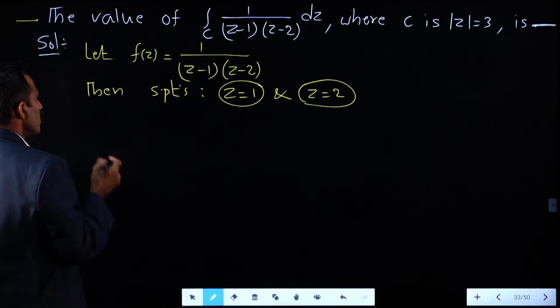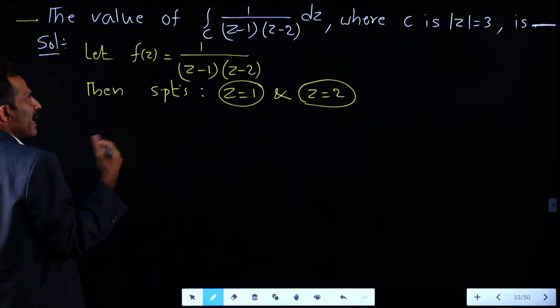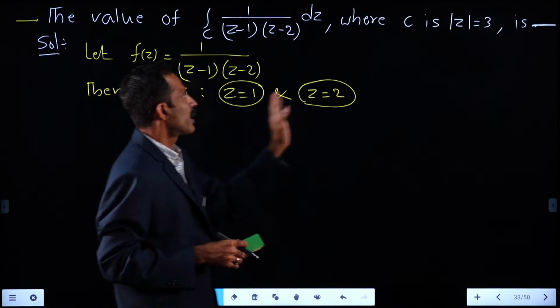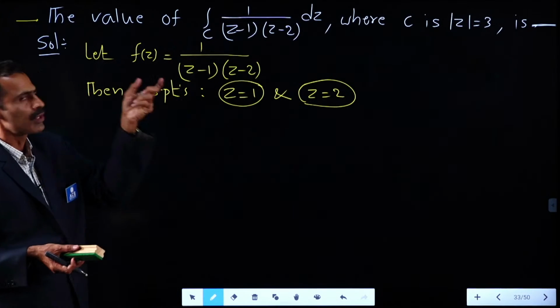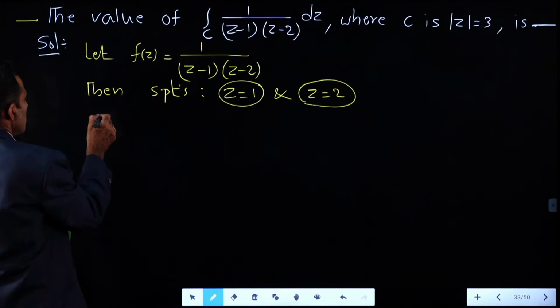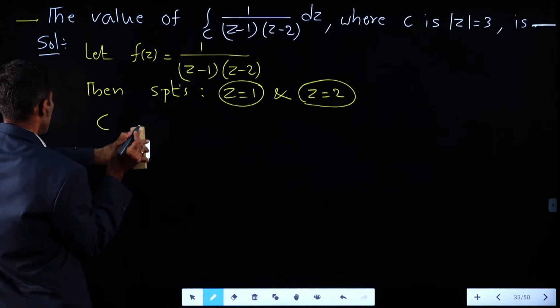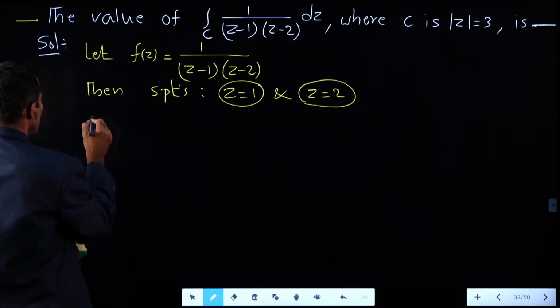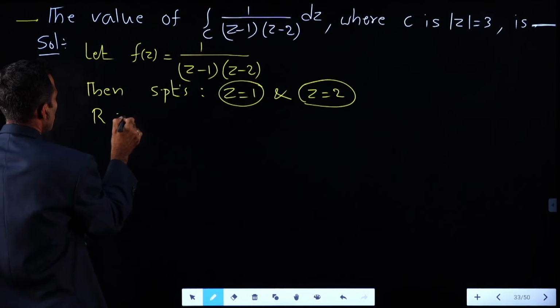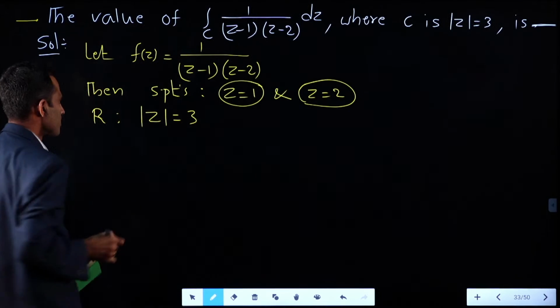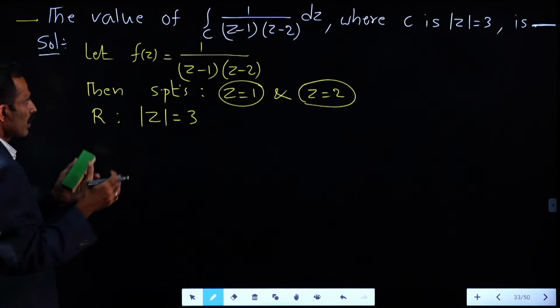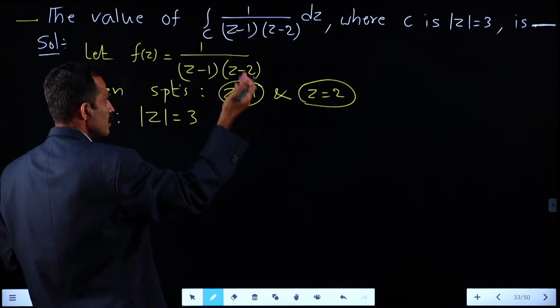Next, third step. According to third step, we have to draw the diagram. But no need to draw the diagram because of this circular region. Without drawing the diagram also, we can say the point is inside the region, on the region, or outside region only. The region is bounded by the circle mod z equal to 3 only. Next, check one by one. Inside the region, on the region, or outside region only.